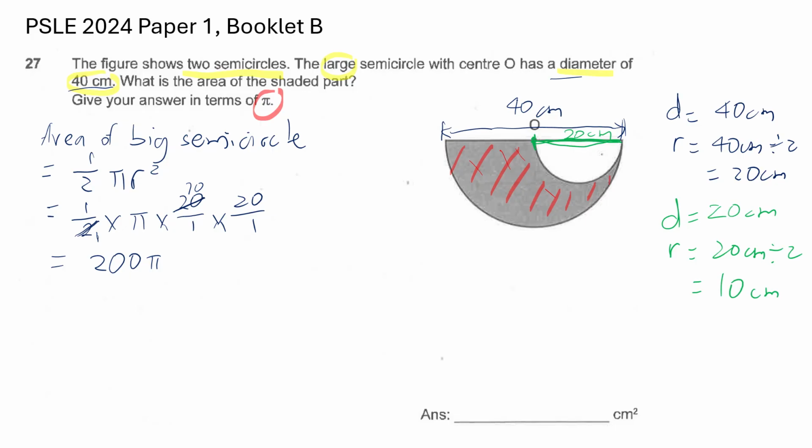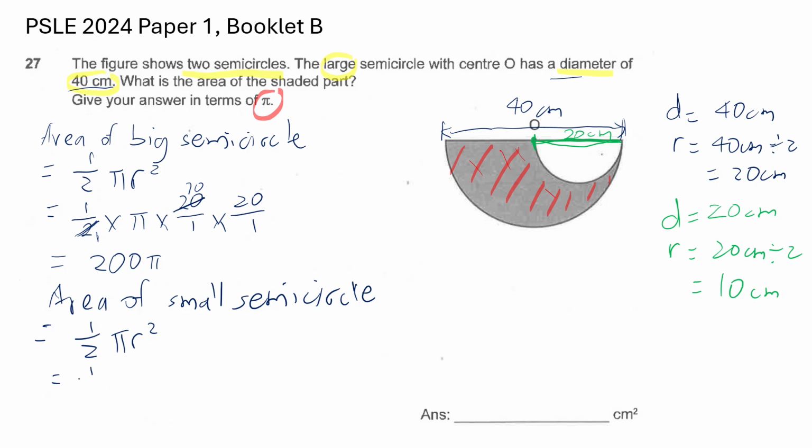Right, so area of small semicircle, the formula will be again half, because it's only semi, half a circle, so half pi r squared. So half times pi remains as pi times radius, which is 10. So 10 over 1 times 10 over 1. Simplify. Divide this 2 by 2 gives you 1. Divide this 10 by 2 gives you 5. So the area of the small semicircle is actually 50 pi.